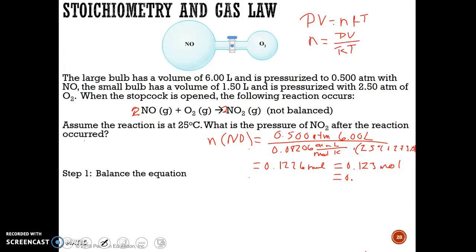But since we're going to use this value later on, what we're going to do is keep a notation of this, 0.1226, keeping that low. You can also underline or something like that. So if you think about your lab reports, because we want to avoid rounding issues. Okay. We can do the same thing to find the moles of O2.